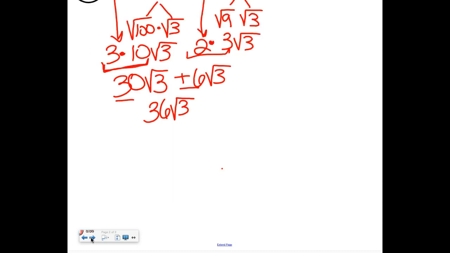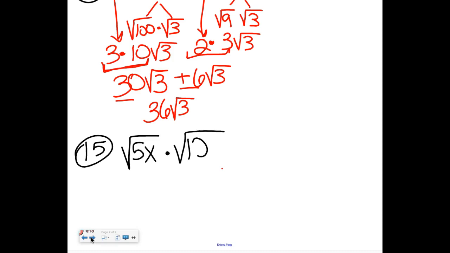The next one we are looking at is number 15. Now number 15, also very similar to the one that I did on the top there. When I look at number 15, I am multiplying those two. Okay, but there's something I want you guys to remember. So I'm taking the 5 and the 10, and we're going to multiply those. Okay, so we're going to have the square root of 50.